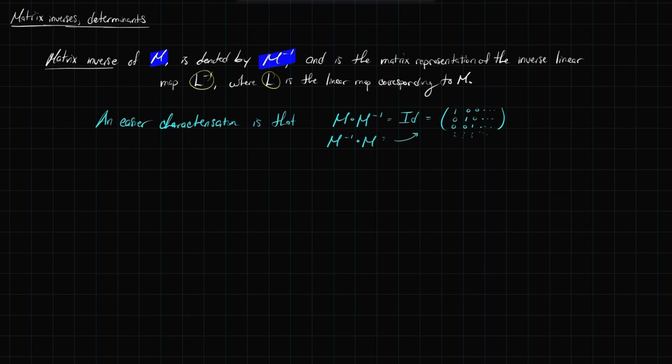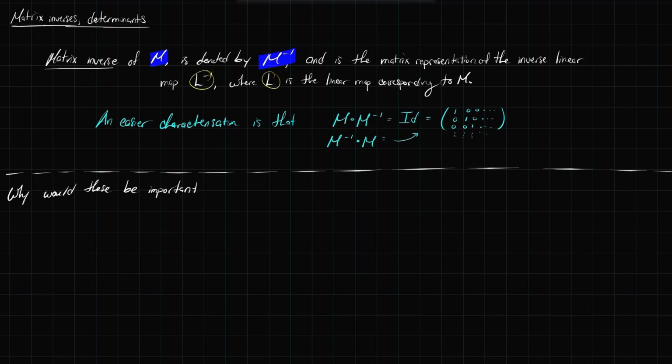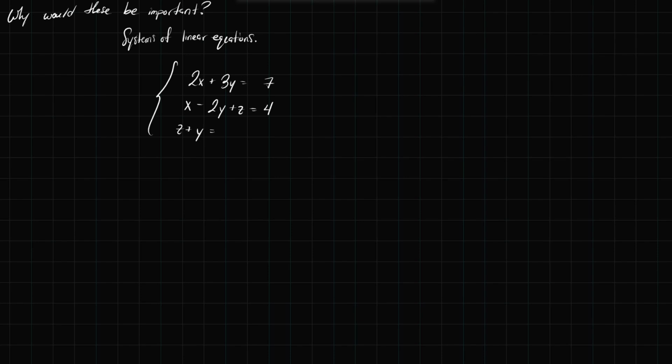So let's go ahead and start out with, why would these be important? And probably what every linear algebra course is going to tell you is systems of linear equations. Actually, in fact, a lot of linear algebra courses start the entire semester with these rather than the direction we took today. So let's just start with a system of linear equations, maybe 2x plus 3y equals 7, x minus 2y plus z equals 4, and z plus y equals 3. Solve for x, y, and z. Let's go ahead and do it.